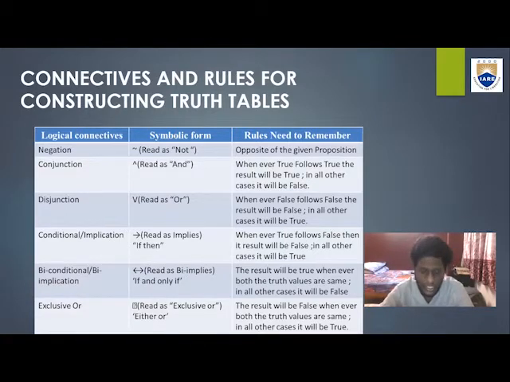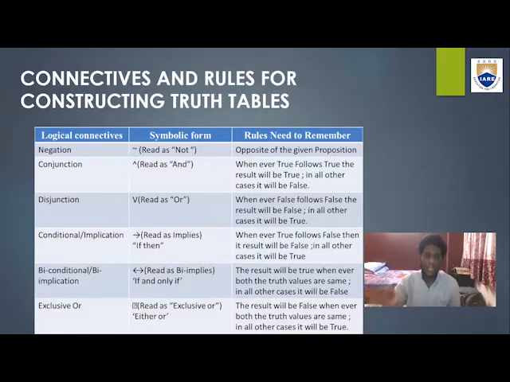And then coming to the disjunction, which is also known as or. Whenever false follows false, the result will be false. In all other cases, the result will be true, which means if true follows false, or false follows true, or true follows true, the result will be true. The result is false only when false follows false in disjunction. Now coming to conditional or implication, which means implies, the right arrow mark. Whenever true is followed by false, the result will be false. In all other cases, the result will be true.